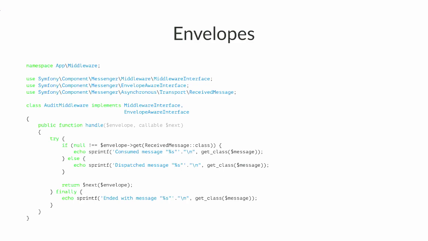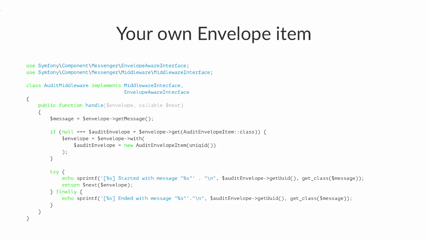But that's the example that I can show you using the received message. So you can say, if I have an item from the received message type, then it means I just consumed it. So in my audit log, I can actually change the message. If I don't have it, it actually means I've just dispatched it. That's the trick.